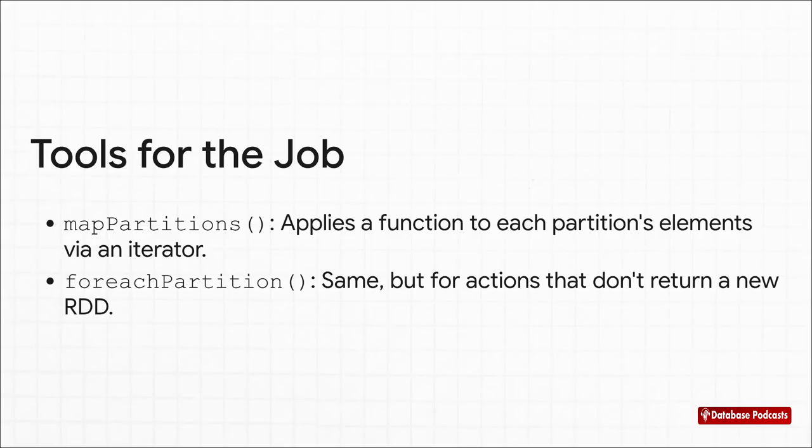So, the two main tools you're going to use here are mapPartitions and foreachPartition. They both give your code access to an entire partition at once, usually as an iterator. This means you can do your expensive setup one time, loop through all the records in that partition, and then do your cleanup at the end. You'd use mapPartitions when you need to return a new dataset, and foreachPartition for actions, like writing to a database, where you don't return anything.